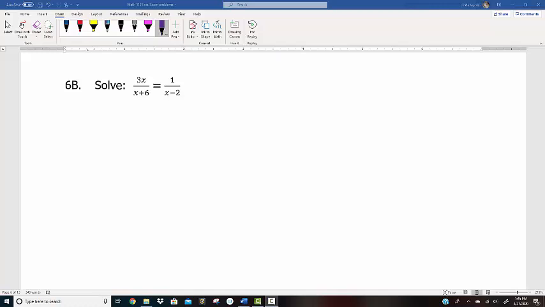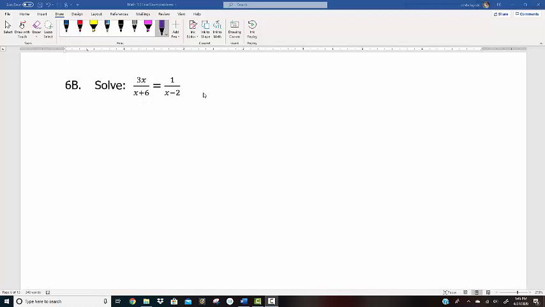Now we're going to talk about rational equations. There are a few things you're going to have to remember about rational equations. First thing first is never cancel out or cross multiply to get an answer. Sometimes it may end up being the same, but most times it will not.